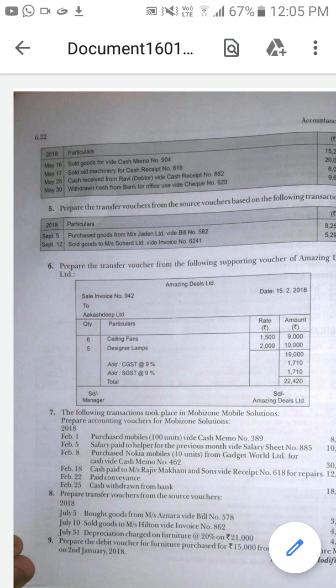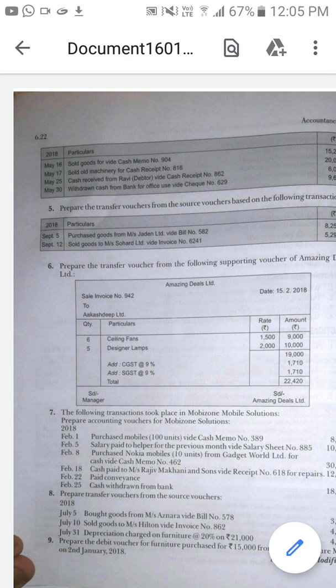From the following transactions, they asked to prepare the accounting vouchers. You have to read the transaction and find out what type of voucher. If a cash payment is made, we have to prepare the debit voucher, and if there is any cash receipt, we have to prepare the credit voucher, and if there is any credit sale or credit purchase, we have to prepare the transfer voucher.